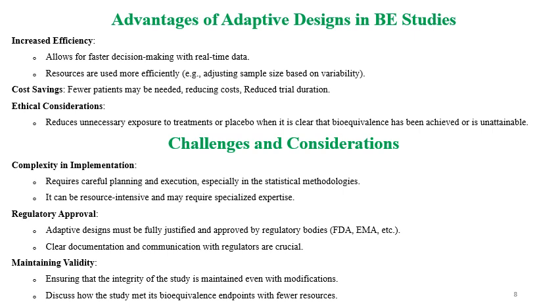Now we'll see what are the challenges and considerations. As in adaptive designs, the decisions are made to reduce the time, cost, and also to get the data in a short duration or in sufficient time. So there are many challenges. First challenge is complexity in implementation. Second challenge may be regulatory approval challenge, maintaining the validity of the trial and data. These are the challenges. Other challenges are also there.